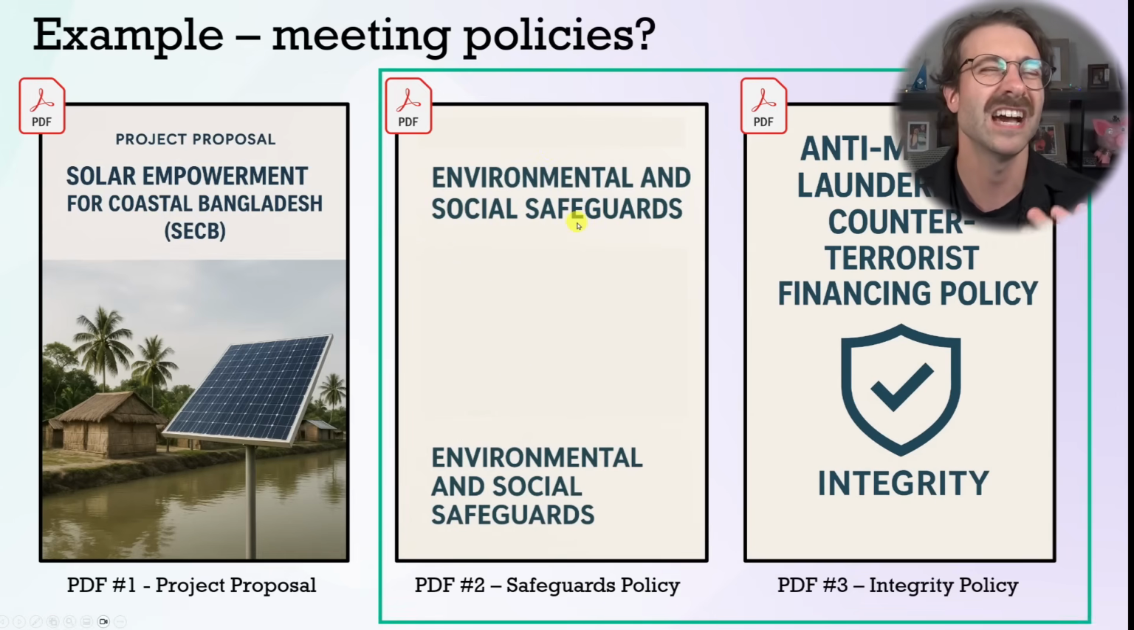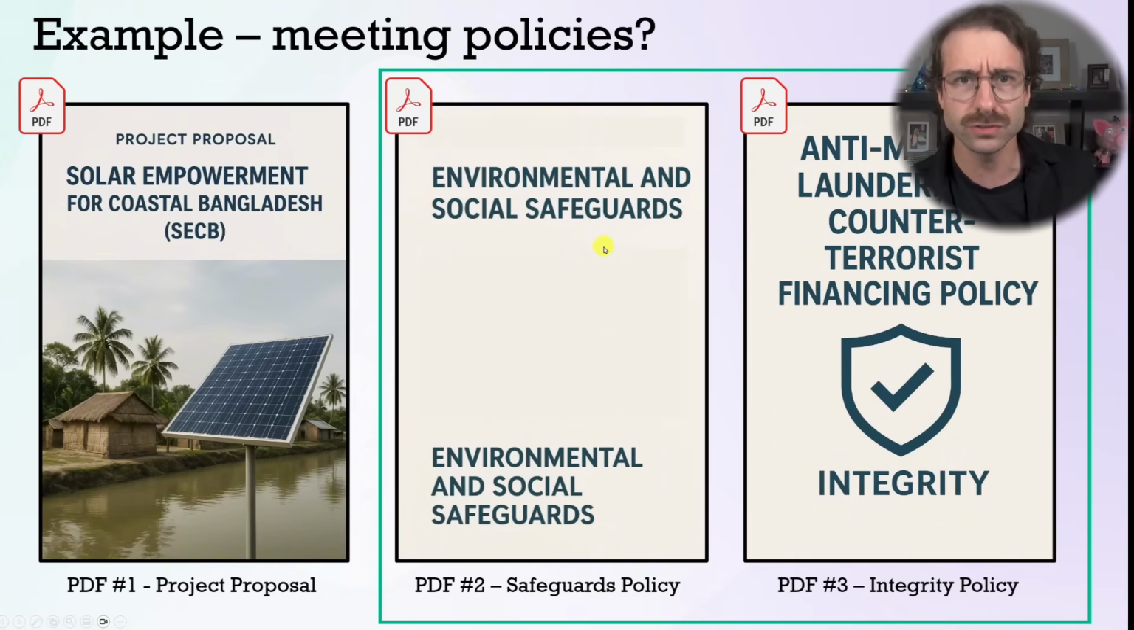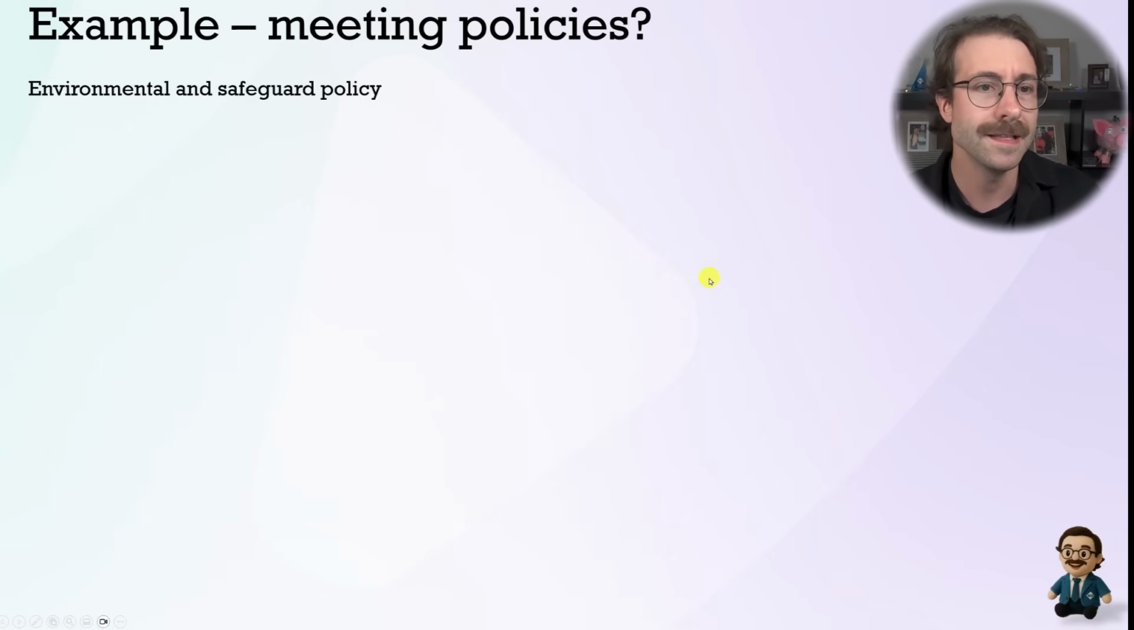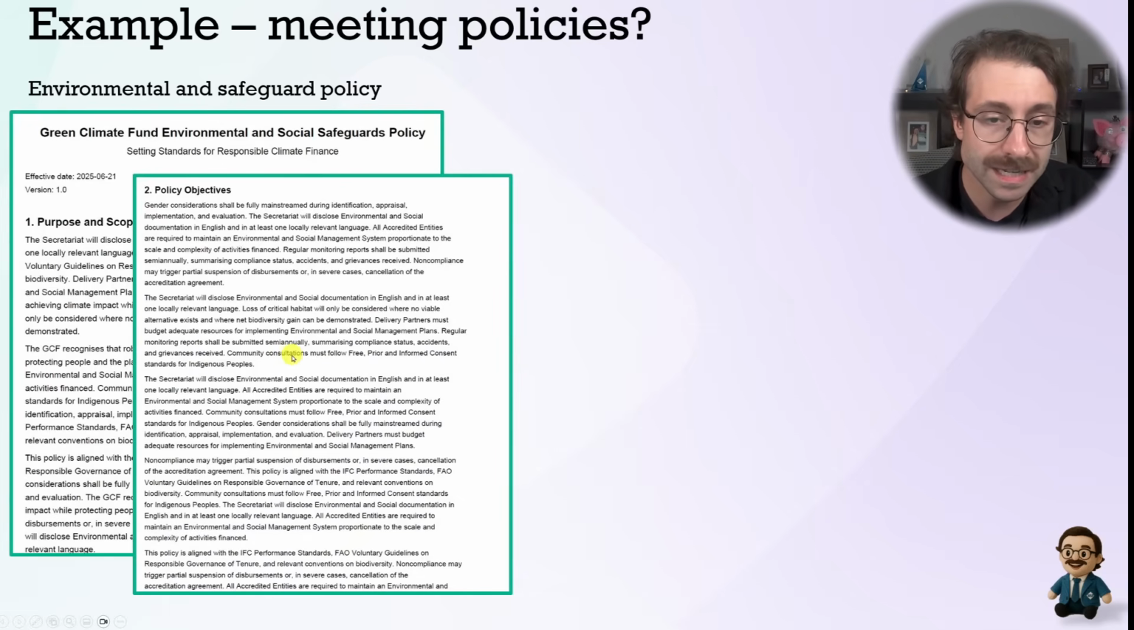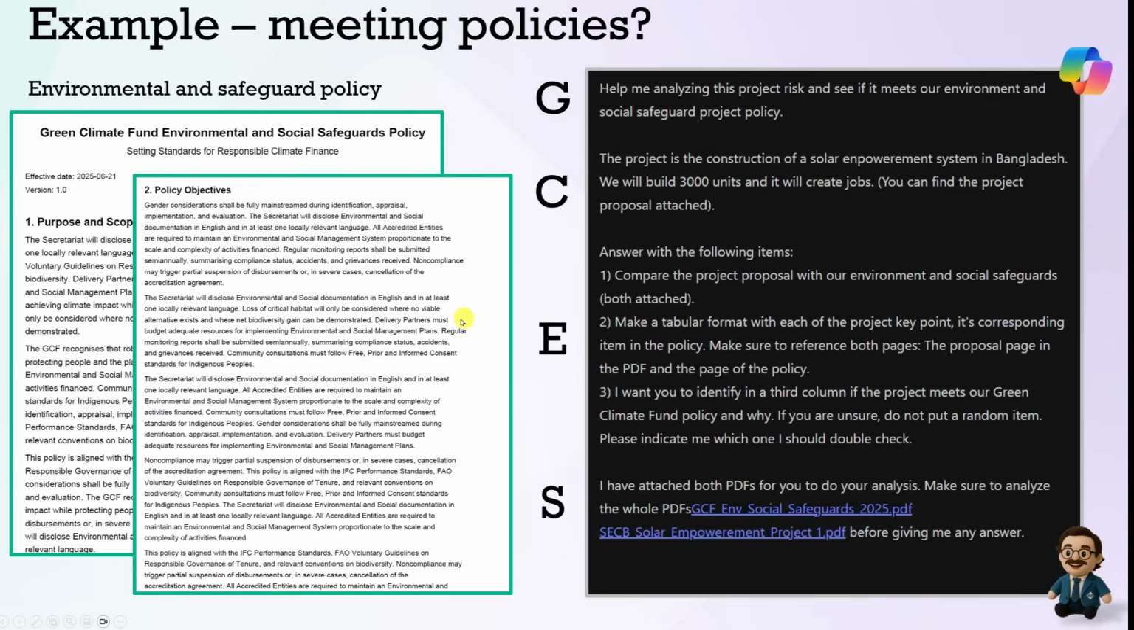And just so you know, this policy have more than 20 pages and it's so long to read. I don't want to read that. I want to go back home and actually have fun with the family, right? So here we go. This is the policy. As you can see here, many pages, but long text. And by the way, this is what we're going to say to Copilot in this case. Again, goal, I'll say, help me analyze this project and see if it meets our environment and social safeguard project policy. The project is the construction of a solar empowerment in Bangladesh, will be 3,000 units.